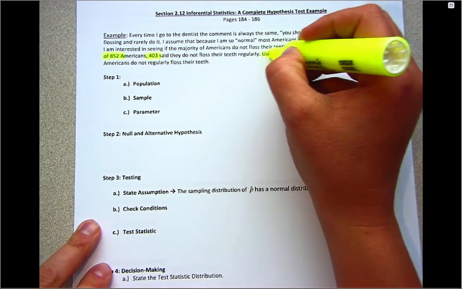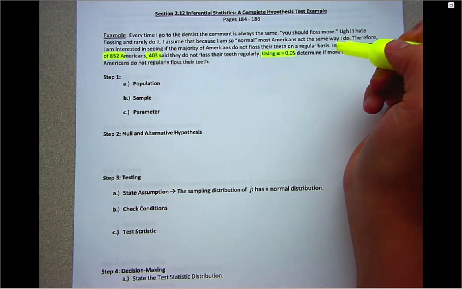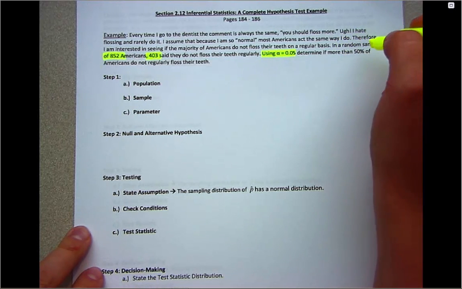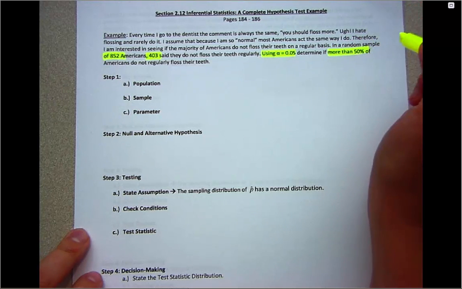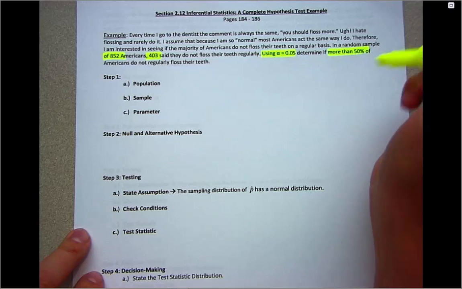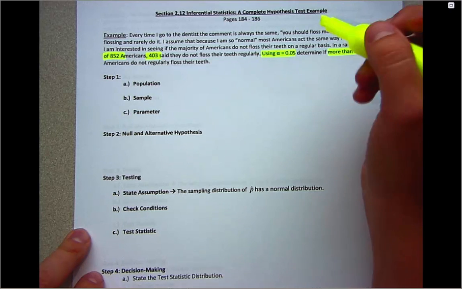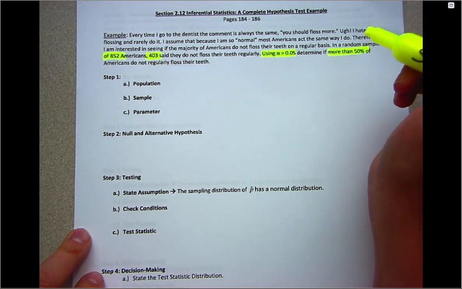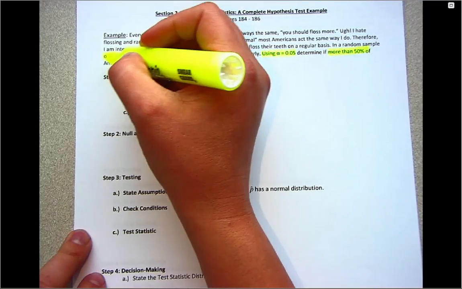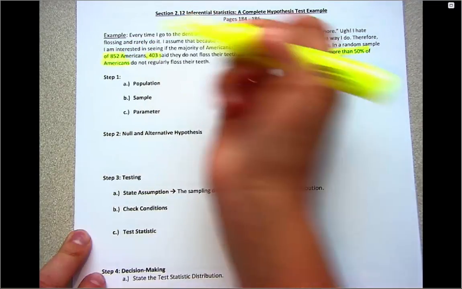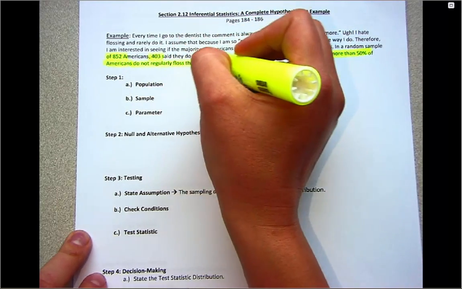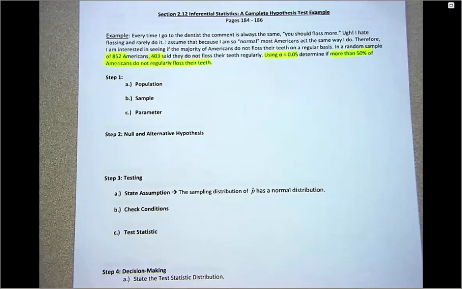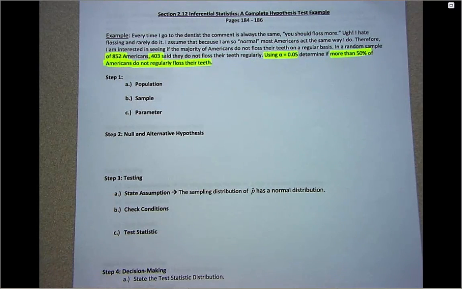We need to know alpha, so that will help us to make our decision. And then we also need to know what we want to show. So here we want to show that it's more than 50%. And then we also need to have information on our parameter definition. So that includes the population. So here our population is Americans. And then the success is if they say that they do not regularly floss their teeth. So that information is going to help us perform the rest of the hypothesis test.